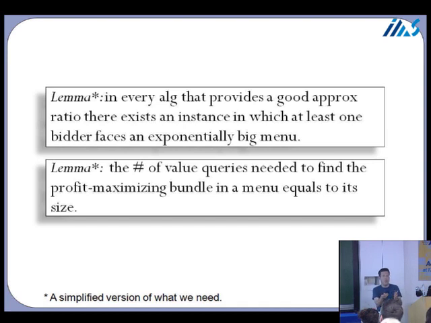If the menu is very small, then it's obviously going to be very easy to find the profit maximizing bundle. The second lemma is going to say that the number of value queries needed to find the profit maximizing bundle in the menu equals exactly its size. So in other words, at least one bidder faces an exponentially big menu, and optimizing over this exponentially big menu requires making exponentially many value queries.